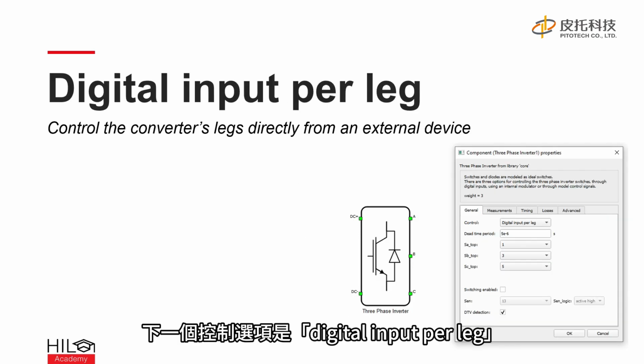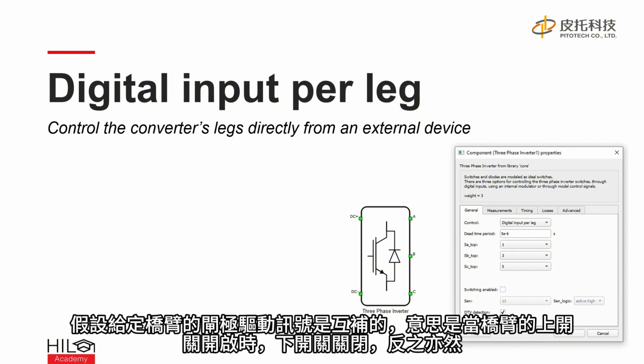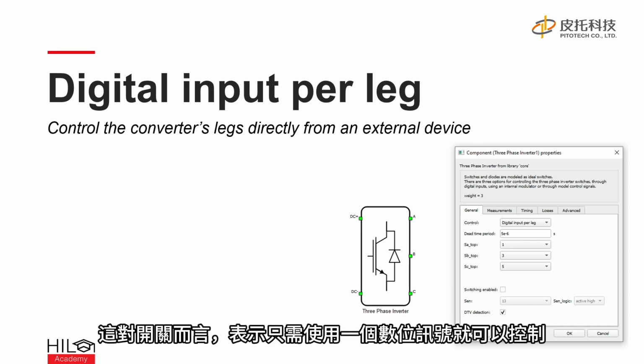The next control option is digital input per leg. Assuming the gate drive signals of a given leg are complementary, meaning when the top switch of the leg is on the bottom is off and vice versa, this pair of switches can be controlled using only one digital signal.